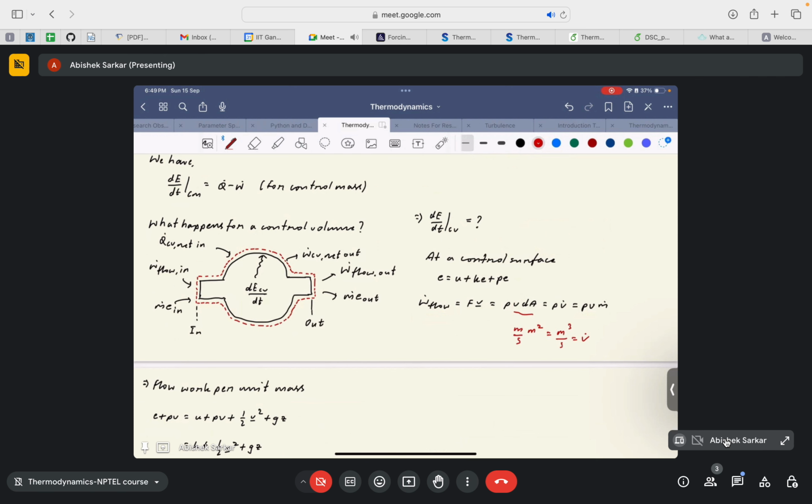Okay, and now capital V can again be written in the form of specific volume, so it becomes P into small v into the net mass flow rate. Again, there are many intricacies while deriving these equations, but since this is an introductory course, I am just simplifying the derivation method in this manner.